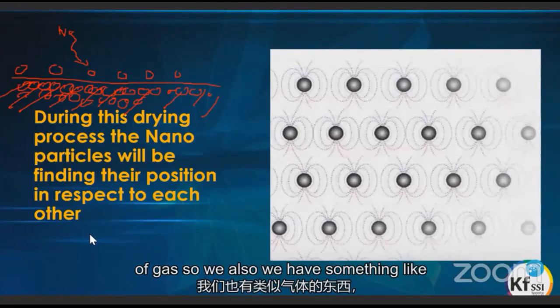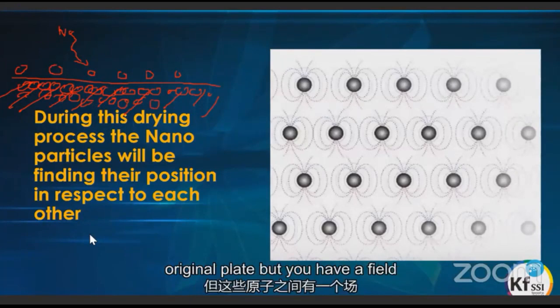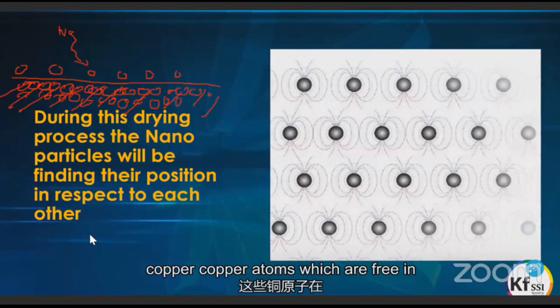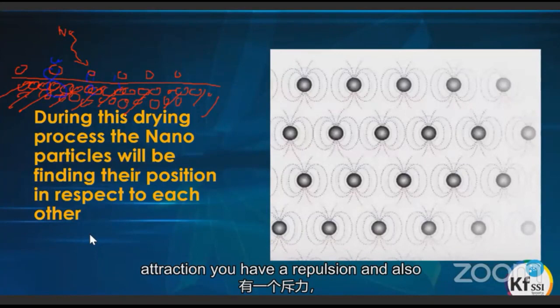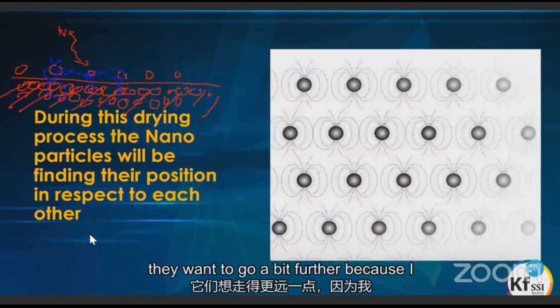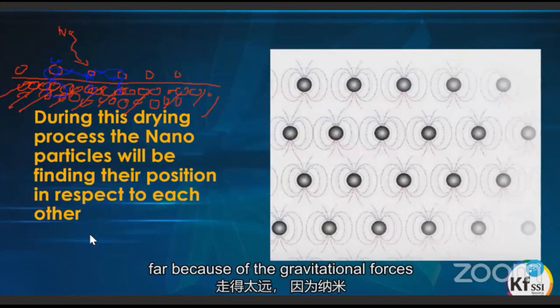So we have something like a gas, which is separated from the original plate, but you have a field interaction between these copper atoms which are free in the gas state, and the atoms which are inside. So you have an attraction, a repulsion, and also an attraction and repulsion between each. So they find a new position. They want to go a bit further because they got extra energy, but they cannot go too far because of the gravitational forces, the attracting forces.